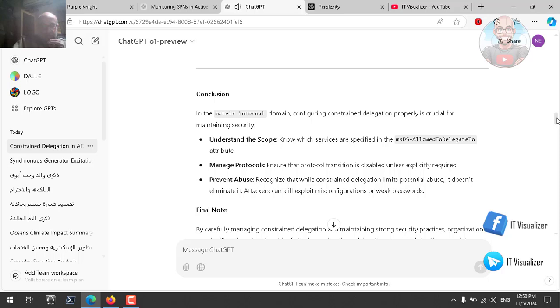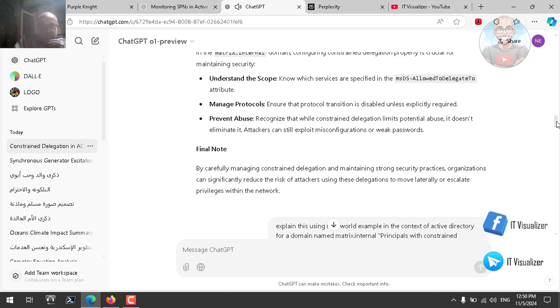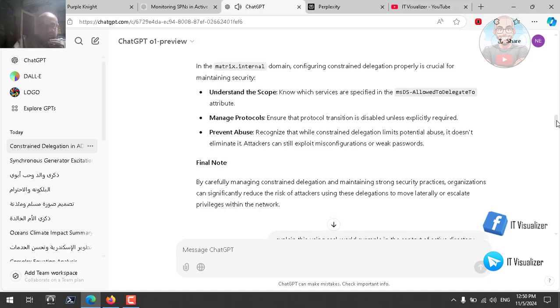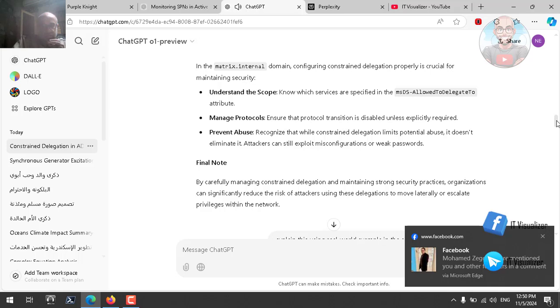Prevent abuse. Recognize that while constrained delegation limits potential abuse, it doesn't eliminate it. Attackers can still exploit misconfigurations or weak passwords. Final note. By carefully managing constrained delegation and maintaining strong security practices, organizations can significantly reduce the risk of attackers using these delegations to move laterally or escalate privileges within the network.